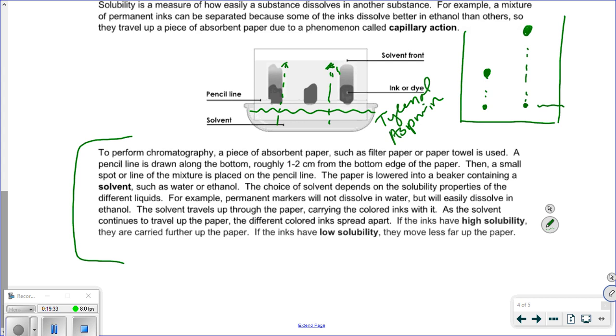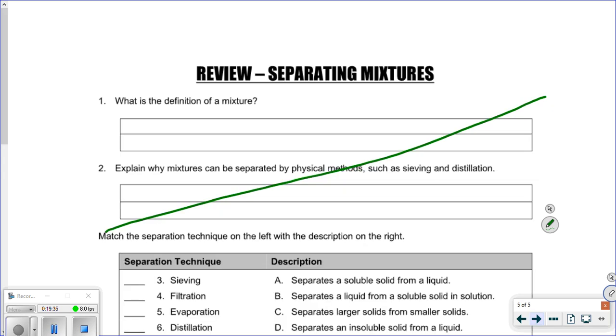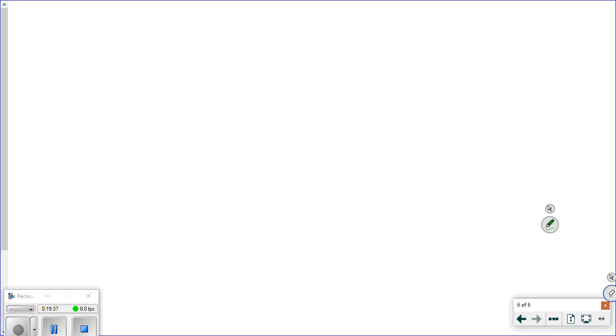Which brings me to the whole idea, and I don't actually have notes for that, but I do want to write this up here, is dissolving.